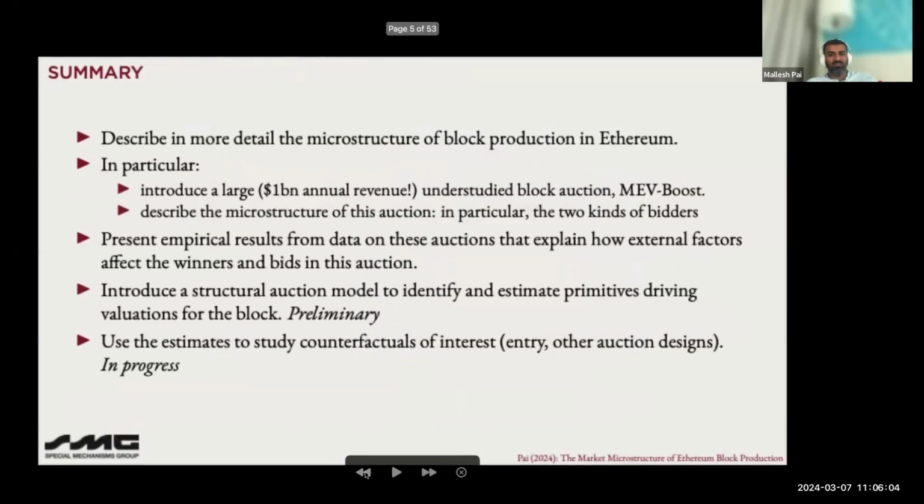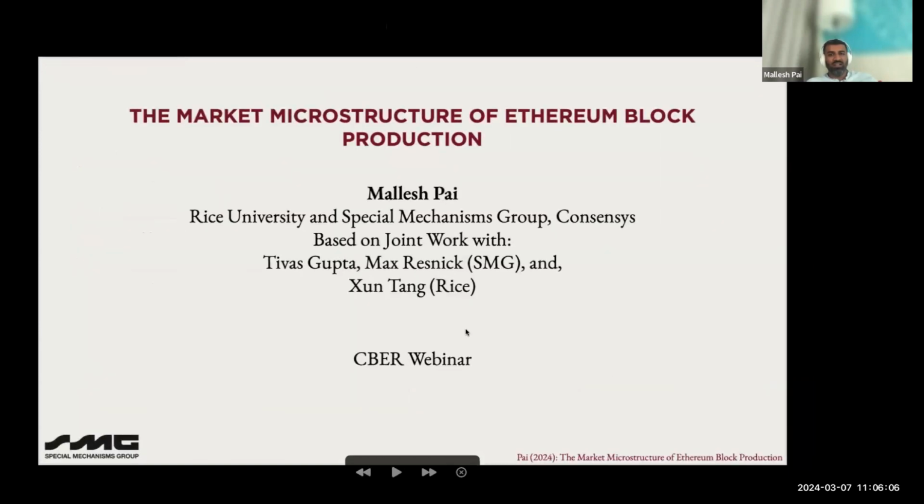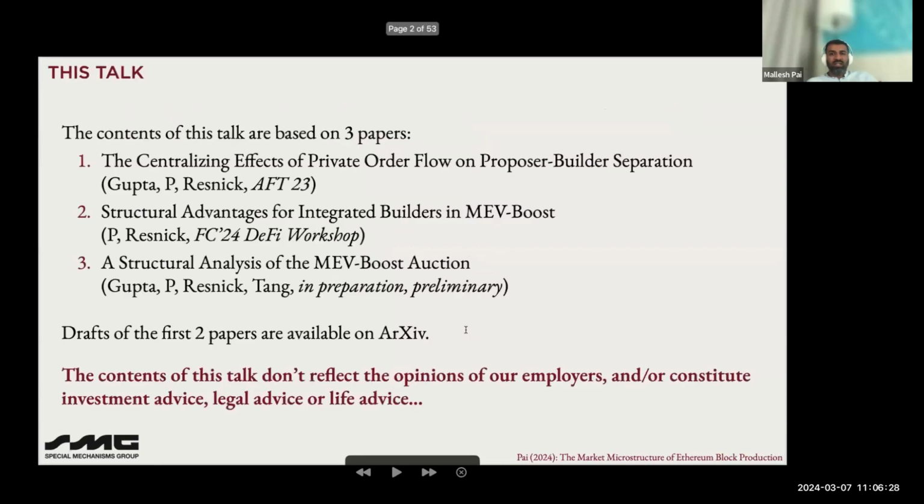All right. So this is my talk. Like Ciamac said, I'm at Rice University. I also spent some time working at the Special Mechanisms Group, which is a division of Consensus. This work is joint with two of my colleagues at SMG, Devas Gupta and Max Resnick, and also a colleague at Rice. In particular, I'm going to be giving you a talk based on three papers.